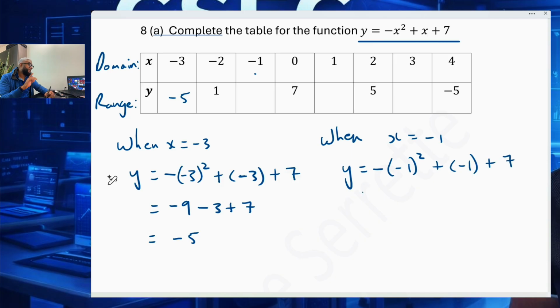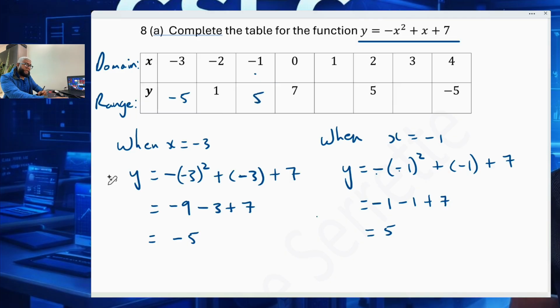So this will be negative of negative 1 squared, which will be negative 1. Guys, you cannot come here and say a negative and a negative is a positive. Eh? You'll get a big X for that. Right? So this will be negative 1 minus 1 plus 7. What are you getting here? That'll be positive 5. Yes, sir. Yeah, positive 5. So this column here will be positive 5.